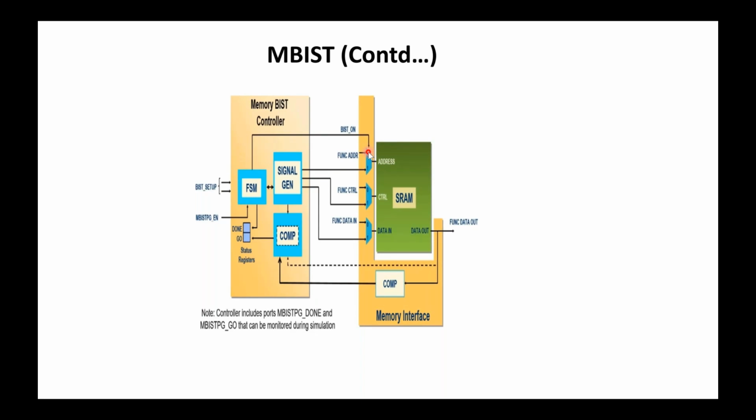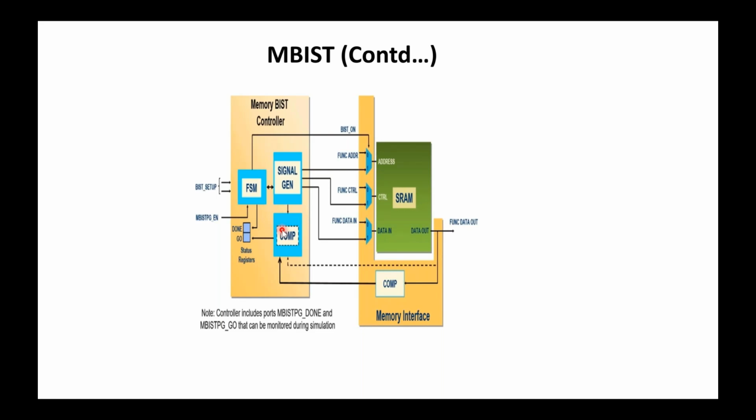If the BIST on signal is 1, the memory is in test mode, and the FSM and the signal generator together will write appropriate data into the memory, and also write the same data into the comparator. Now the output of the memory will again be given to the comparator, and both these values will be compared.